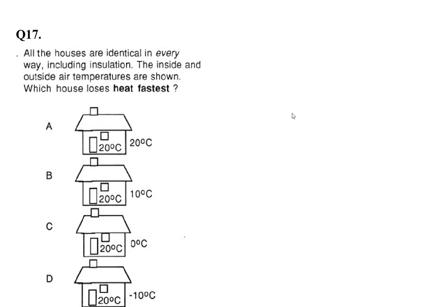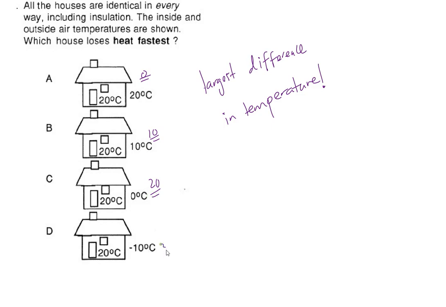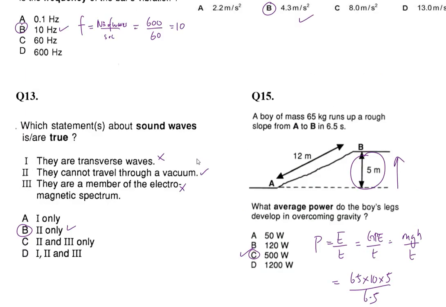Okay, so here, what you need to see is the largest difference in temperature. Okay, so here, the difference is 0. Here the difference is 10. Here the difference is 20. Here the difference is 30. So therefore it is D. Okay. Again, make sure that everything's fixed up.